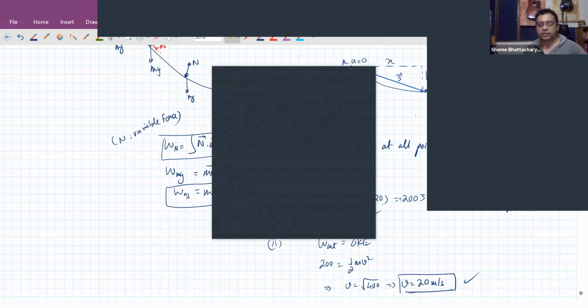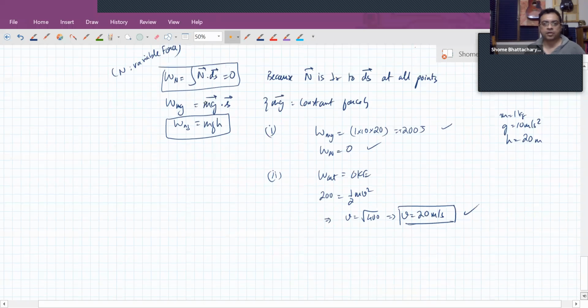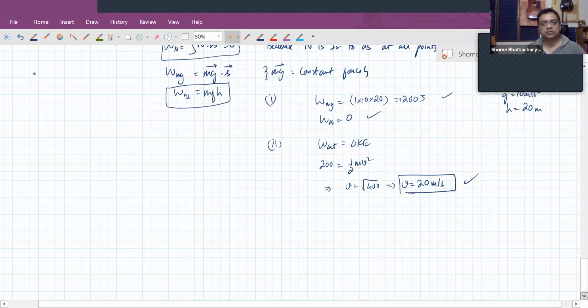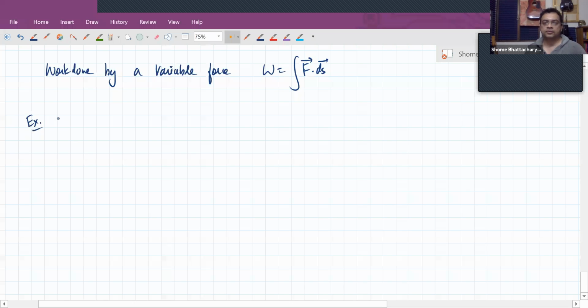Now coming back to work done by variable forces, we will look at some more examples of that. Work done by a variable force, by the formula, or rather from the definition, path integration. Let's look at some more examples of this. We had seen the one-dimensional example of work done by spring and all that, but now let us look at a situation like this where this is happening in 2 dimensions. So this kind of situation gets very interesting.